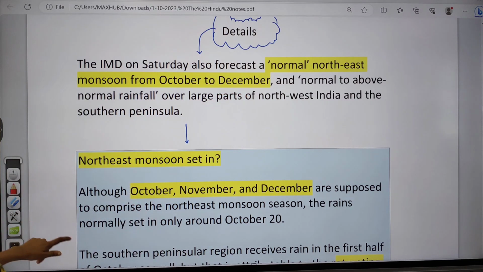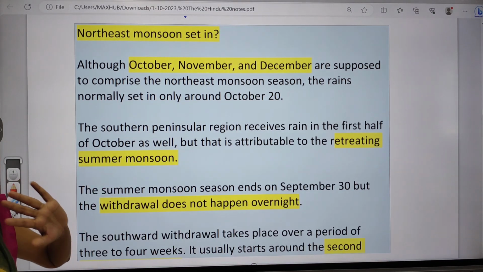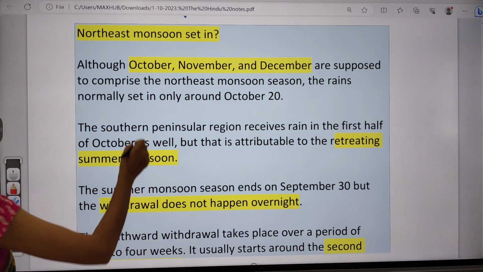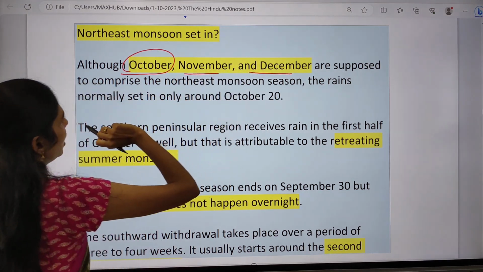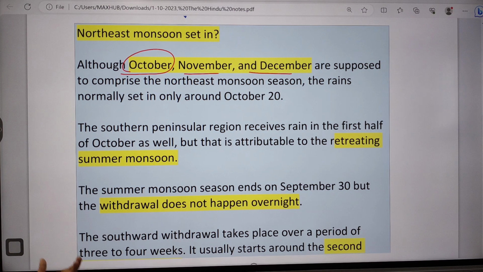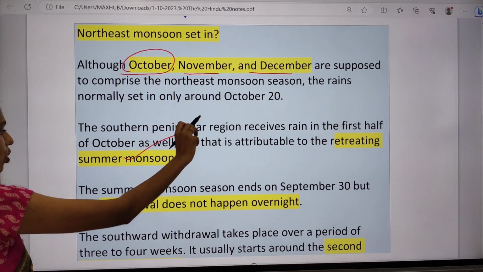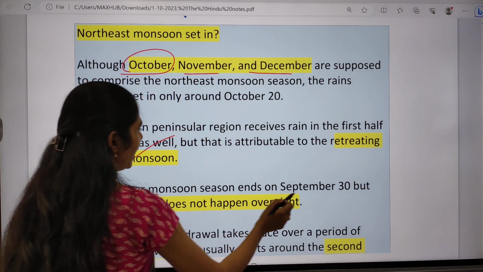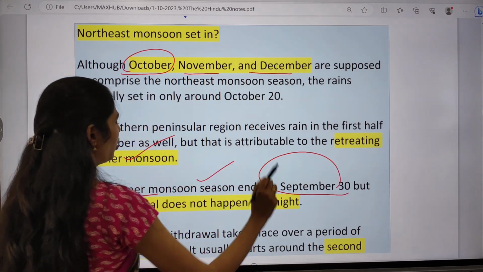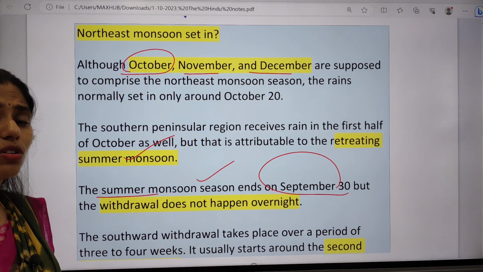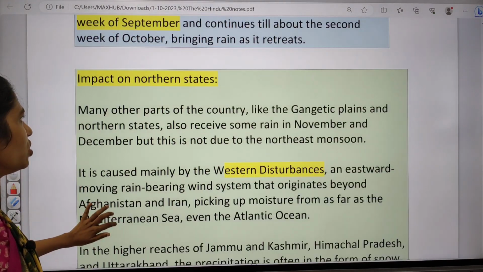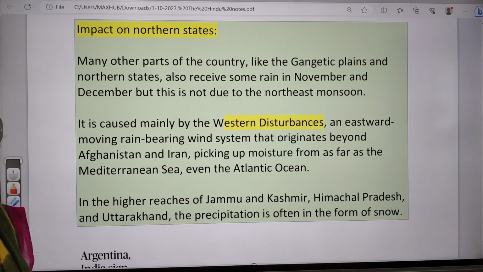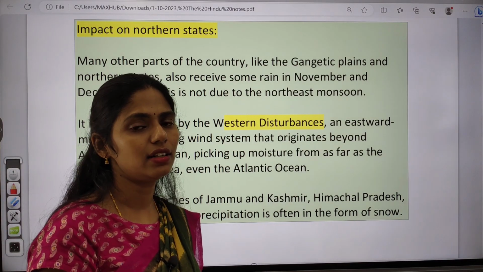Here let us see some facts regarding this northeast monsoon or retreating monsoon. It will start in the month of October, and we can see it in November and December as well. Actually the southern peninsula is also receiving rainfall during this retreating monsoon. The summer monsoon season will end on September 30, but it will not happen overnight. The retreating monsoon will take around 4 weeks to complete. Okay, that's it. So what will be the impact of this northeastern monsoon or retreating monsoon on Indian soil?